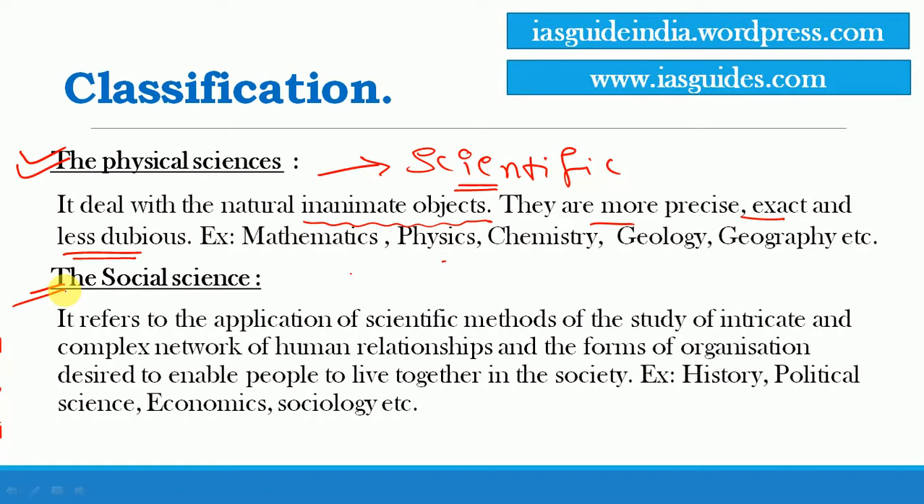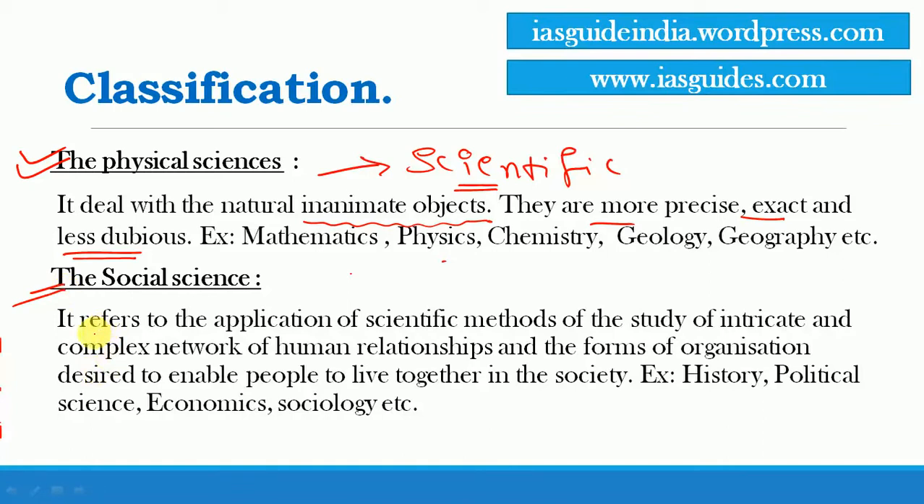Social science refers to the application of the scientific method to the study of the intricate and complex network of human relationships and forms of organization designed to enable people to live together in society. Briefly, social science studies human relationships and their behavior towards society. In shorter meaning, social science deals with the study of human behavior and their relationship with society.